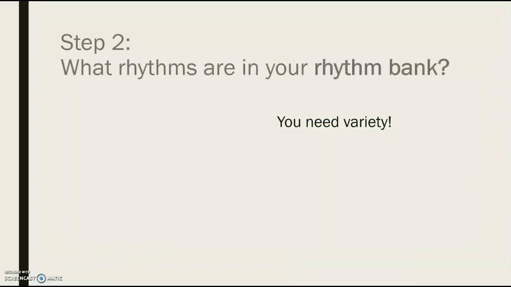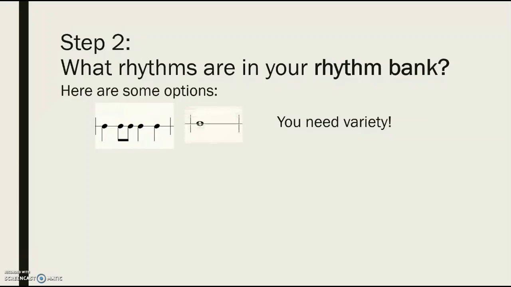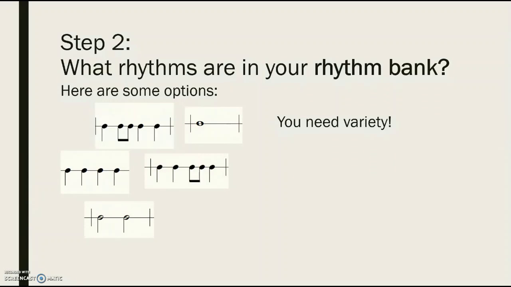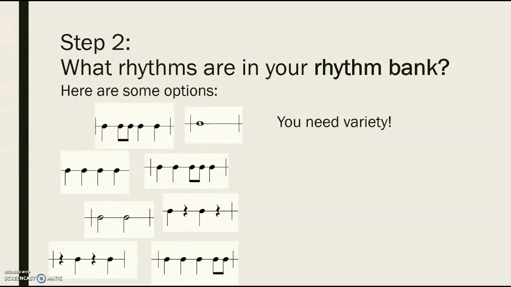Alright, so the key is you need variety. So what rhythms are in our rhythm bank? Here are some options. We are in 4/4 time, so we have lots of options. The key is that it just needs to add up to 4 beats. So you can make a mixture of rests, of quarter notes, eighth notes, whole notes, half notes.